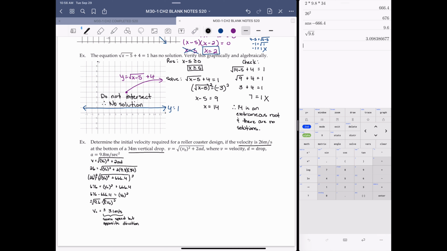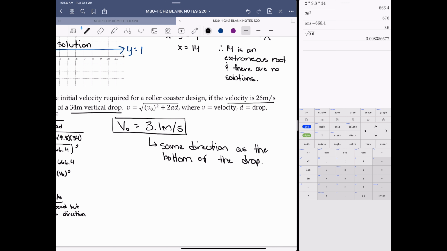So in this case, velocity equals positive 3.1 meters per second. Okay, and that's the same direction as the bottom of the drop. And we can check it.